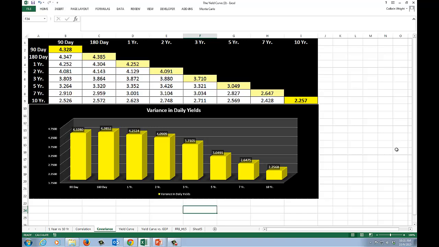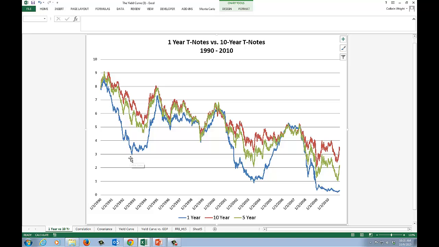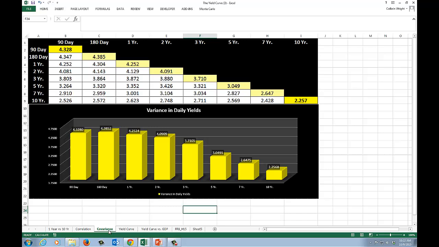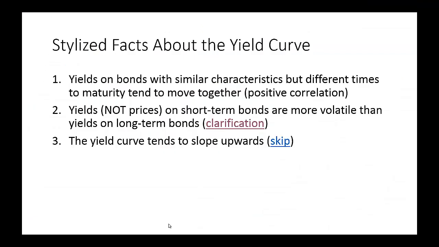Notice that the variance is much higher for short-term treasuries than it is for long-term treasuries. So we see both in the ocular analysis, the blue line has much lower troughs, there's much more variation. That's the 1-year treasury. And also we can see that the variance on the 1-year treasury is much higher than the variance on a 5 or 10-year treasury. So, okay, I hope that I've demonstrated to you that these first two stylized facts related to the yield curve are validated and corroborated by the data.